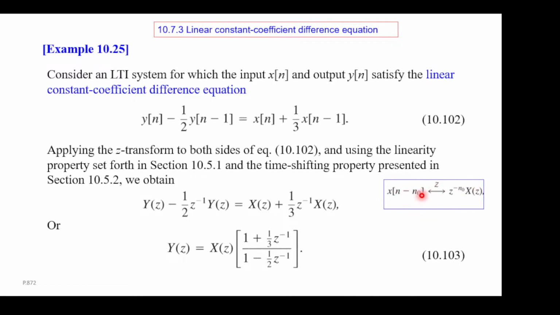So x of n minus n0 becomes z to the minus n0 times X of z, with something changing the ROC, but that's nothing about it for now. So you see that this minus 1 just gives you z to the minus 1, and this minus 1 gives you z to the minus 1. And so actually you can get the polynomial of z to the minus 1 here, and the polynomial of z to the minus 1 here, times big Y and times big X. So you move things around, you see big Y is big X times this rational function of z to the minus 1.